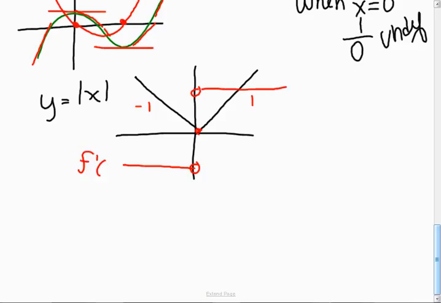Yes. Can't include it. It's not differentiable. Sharp corner. I think so, but I wouldn't swear to it. Then I got everything.